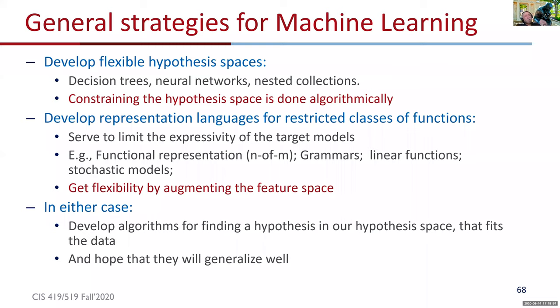Now, in all cases, whether we are using a flexible hypothesis space, like decision trees or neural networks, or a more constrained hypothesis space, like linear functions or grammar, or probabilistic representations, we're going to develop algorithms that will find hypotheses that fit, or almost fit, we're gonna see what's best, the data. And then we hope that it's gonna do well on previously unseen data, which means it's gonna generalize as well.